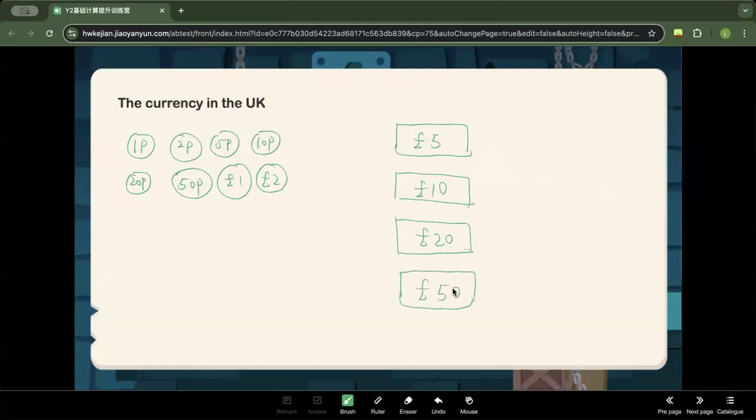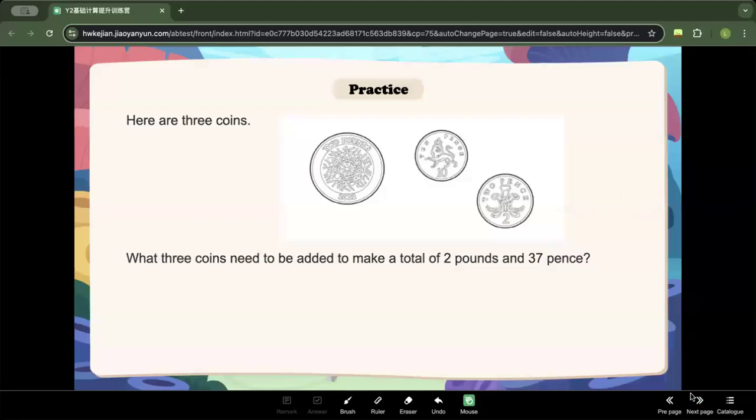Okay, if we are trying to figure out a money problem, we first need to know what kind of money we have in our daily life. And when we have money problems, we can take a look at the notes or the coins to know the exact amount. So let's take a look at our first question. Here, I'm going to give everybody 3 different coins. Let's read the question carefully. What 3 coins need to be added to make a total of £2 and 37 pence?